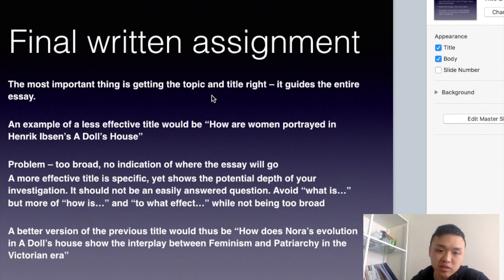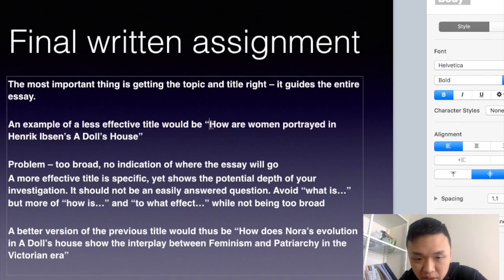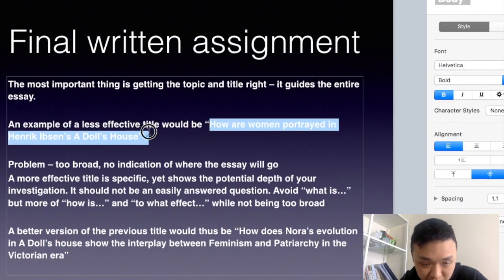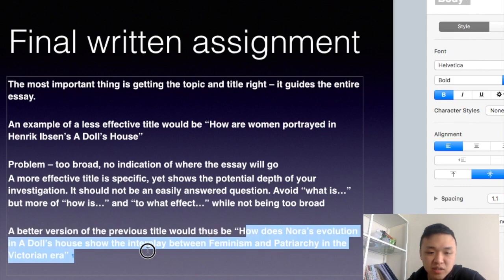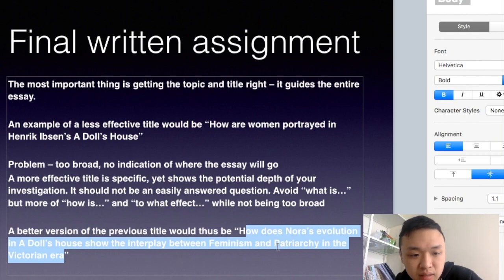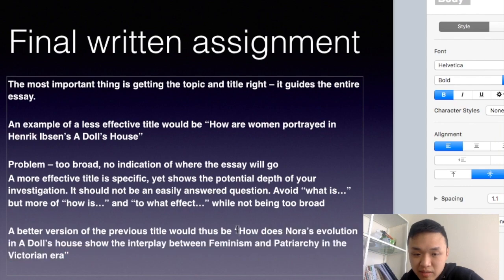So I'll give you an example of a good topic. So let's say a bad topic will be how are women portrayed in Henrik Ibsen's The Doll's House. So this would be slightly too broad, right? So what will be a better version? How does Nora's evolution in The Doll's House show the interplay between feminism and patriarchy in the Victorian era? So this is a lot more specific, right?